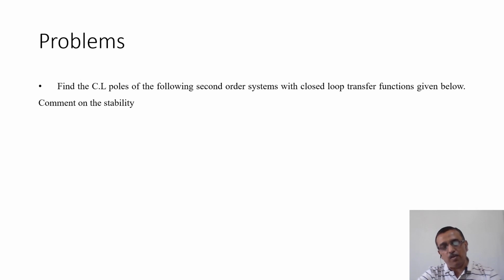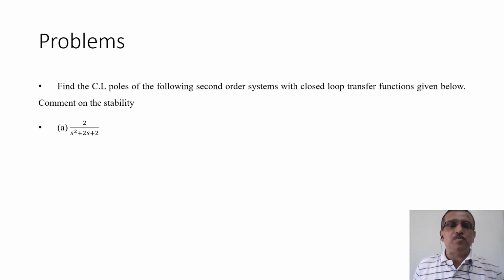So please do the problems. They are very easy problems. In my first take I didn't explain this problem. It's so easy, 2 by s square plus 2s plus 2. How will you find the closed loop poles? The closed loop transfer function itself is given. So equate the denominator equal to 0. Then solve it, you will get the closed loop poles and mark them on the S-plane.